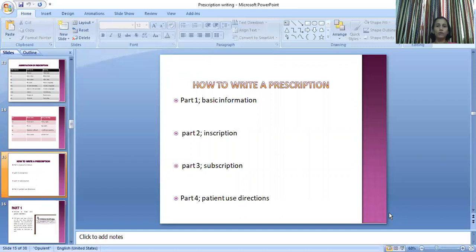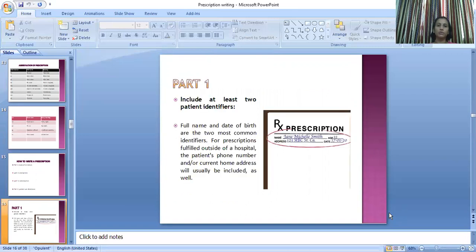Then coming to how to write the prescription: part 1 is the basic information, part 2 is inscription, part 3 is subscription, and part 4 is the patient use direction. Coming to part 1, which includes two patient identifiers, the full name and date of birth are the two most common identifiers.